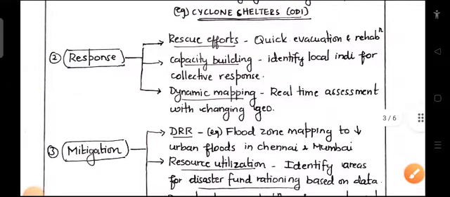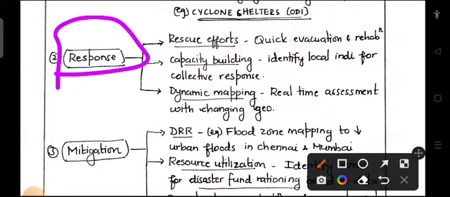The next step is response. First we have to be prepared. If, for example, unfortunately something happens, then we have to know how we respond to that. The first one is rescue efforts. We need quick evacuation and rehabilitation facilities for the people.